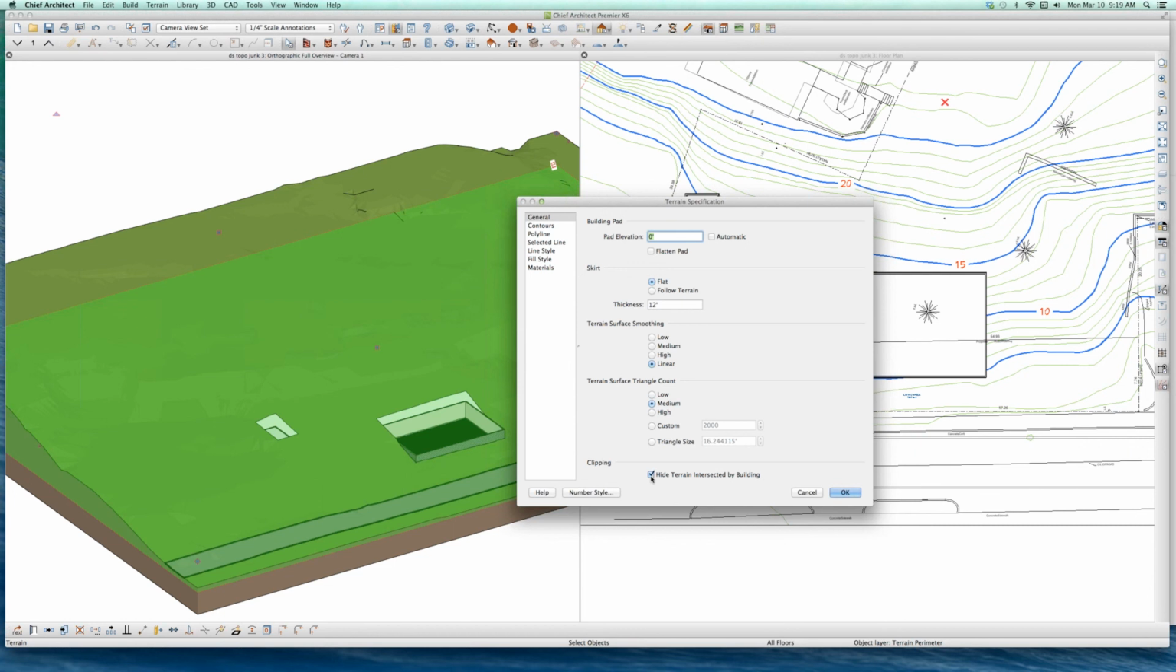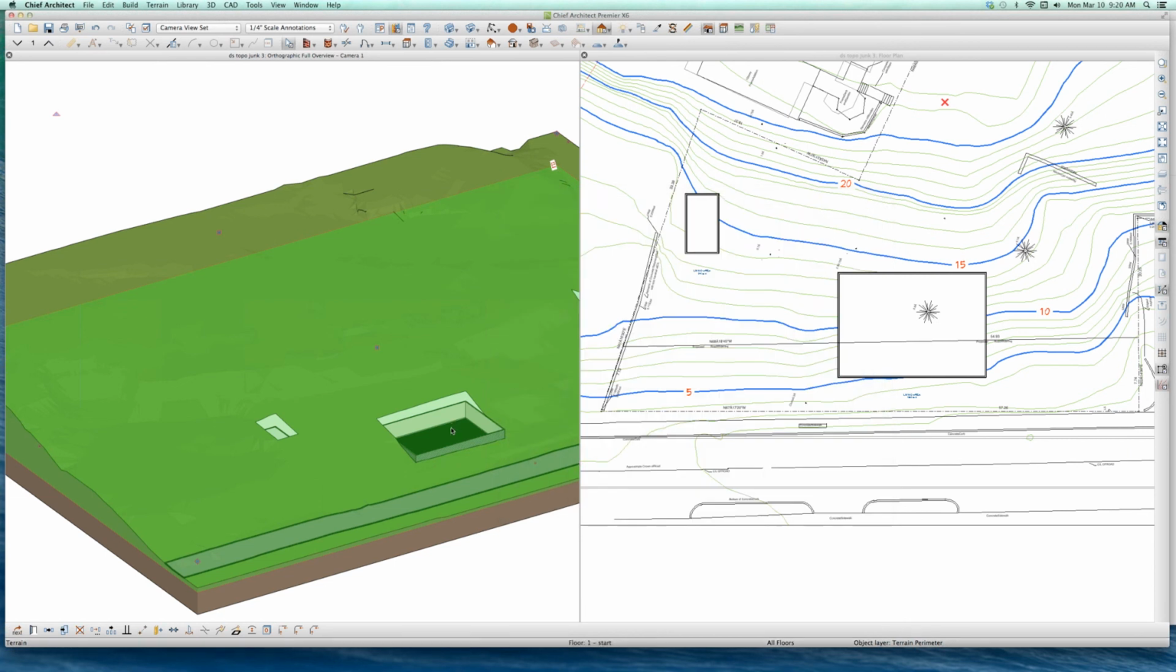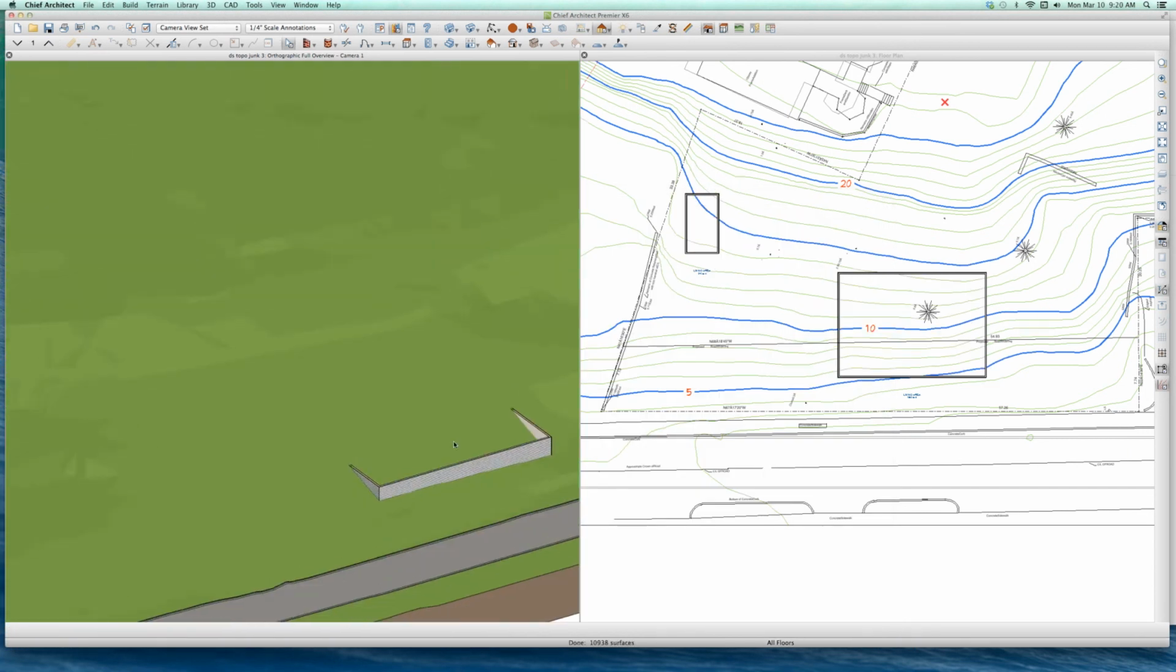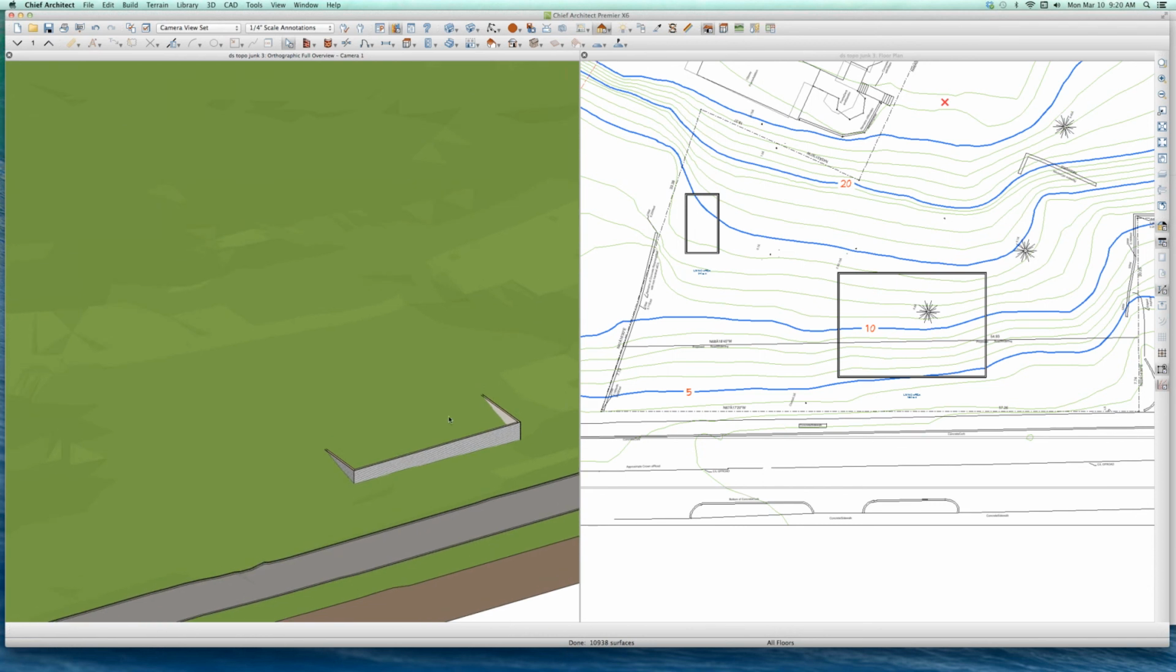Hide terrain intersected by building. I don't like to do that. I don't like to use that. A lot of people do. If I uncheck this, watch what happens. Yeah, see, the terrain is hiding my building. So now I know I need a retaining wall and I need to put a hole in the terrain or whatever.